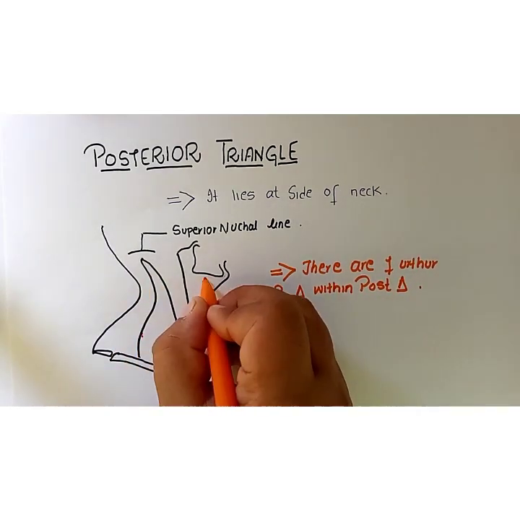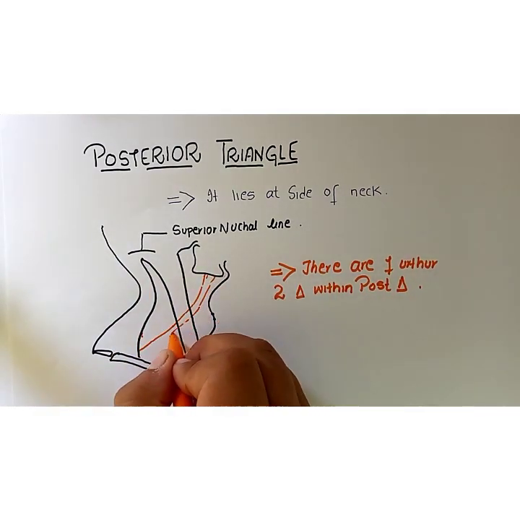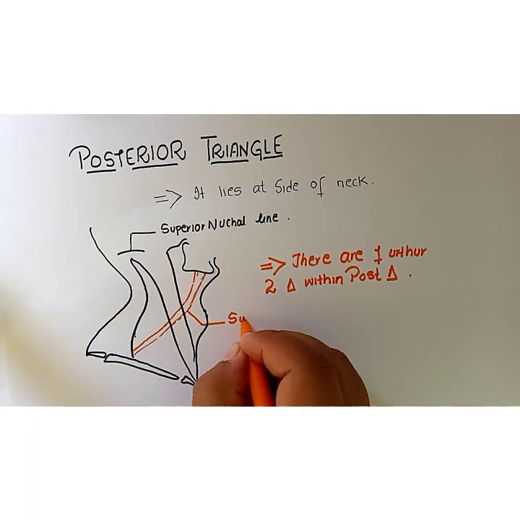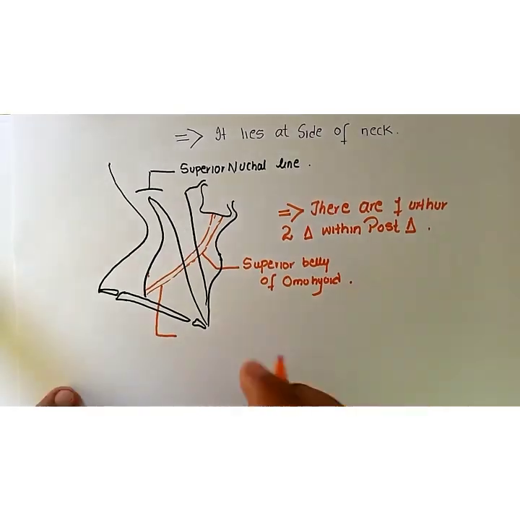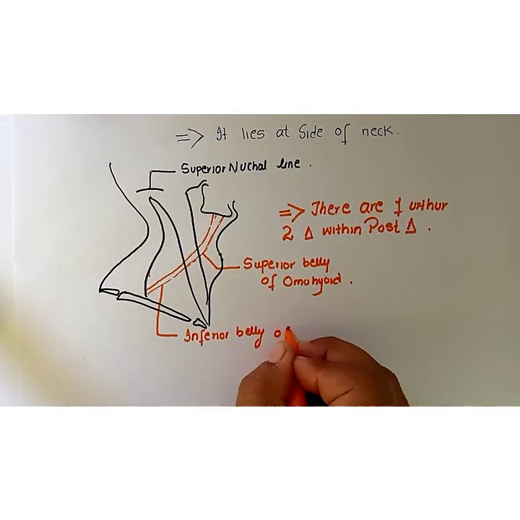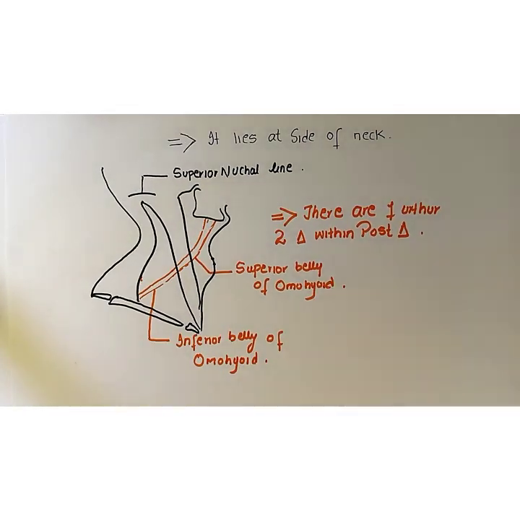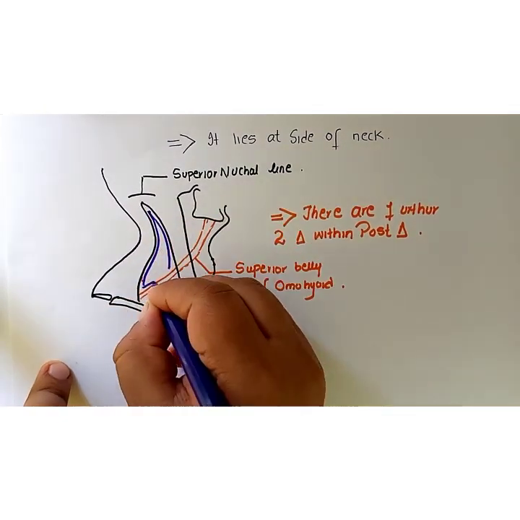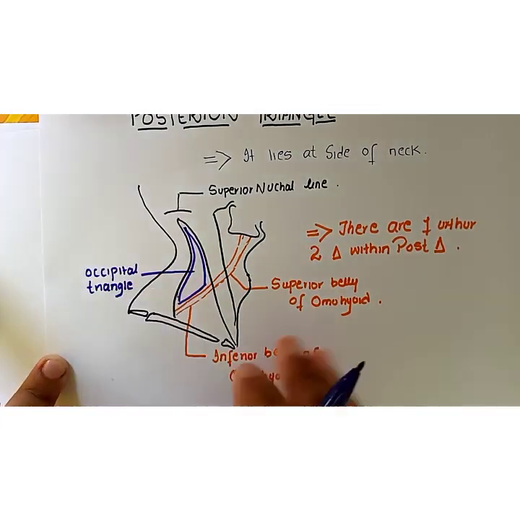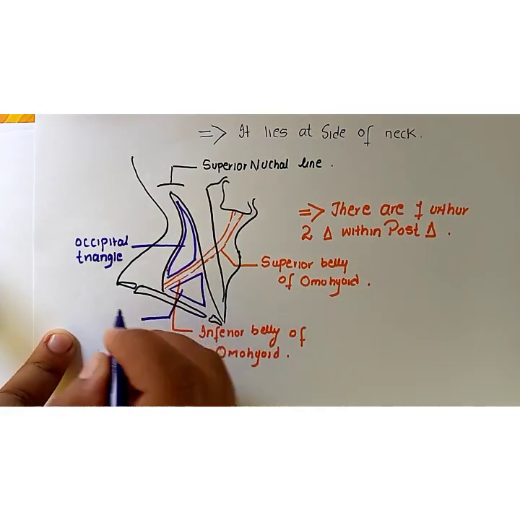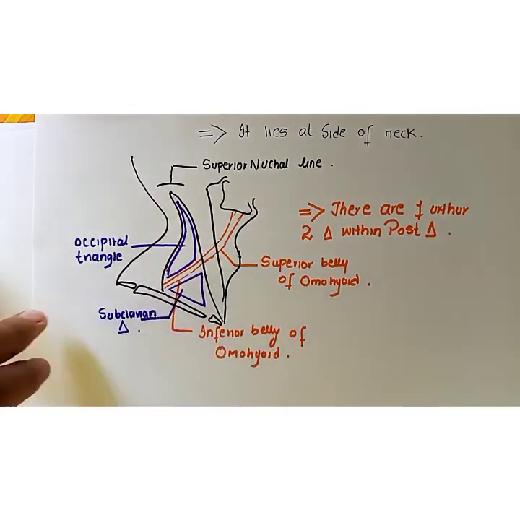further two triangles within the posterior triangle, and the omohyoid muscle is basically responsible. Basically, the inferior belly of the omohyoid muscle is responsible for the division of the posterior triangle into the larger triangle, which is the occipital triangle, and the smaller triangle, which is the subclavian triangle.